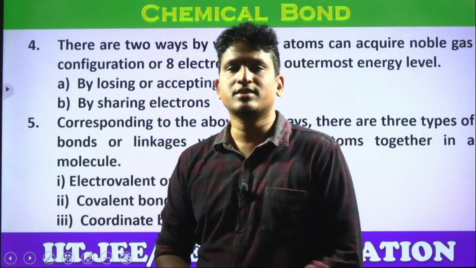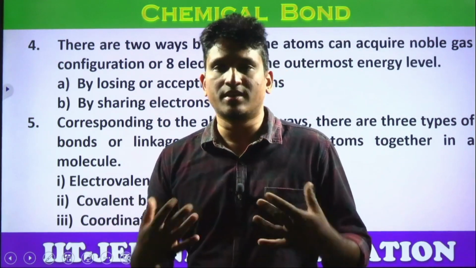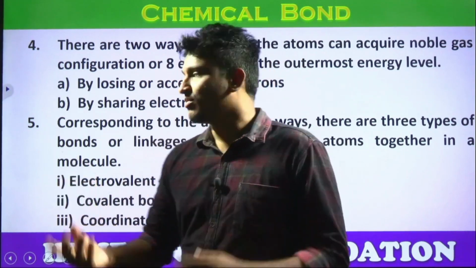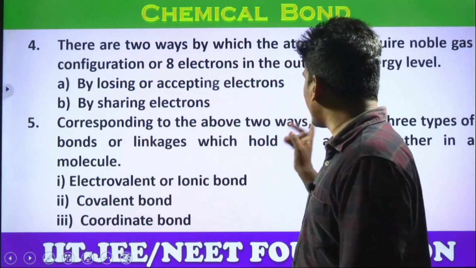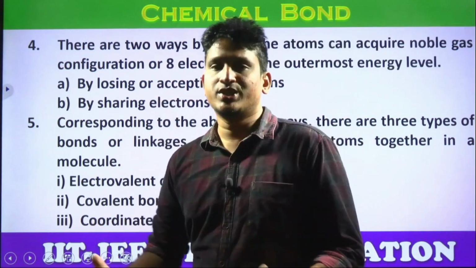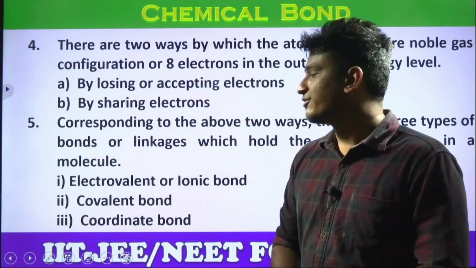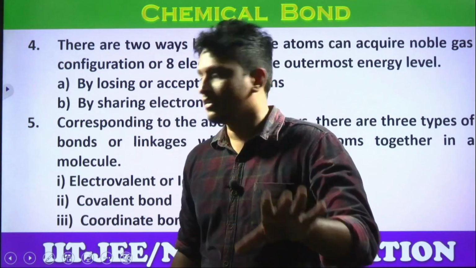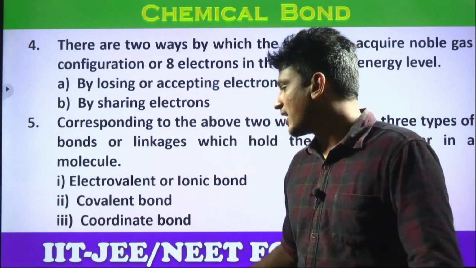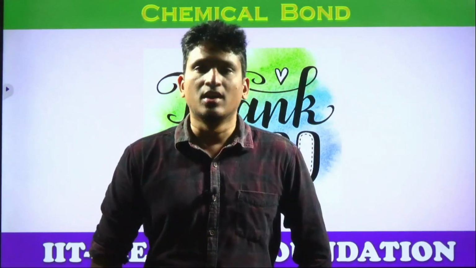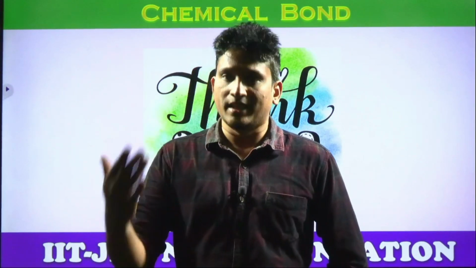Next, there are 2 ways by which atoms can acquire noble gas configuration. This point we also discussed, how ultimately these elements are reacting. But how do they get the configurations? Either by losing or gaining, or by sharing. So corresponding to the above ways, there are 3 types of bonds. One is called electrovalent bond or ionic bonding. Second is covalent bonding, and the third is coordinate covalent bonding, which we are going to discuss in the coming video.